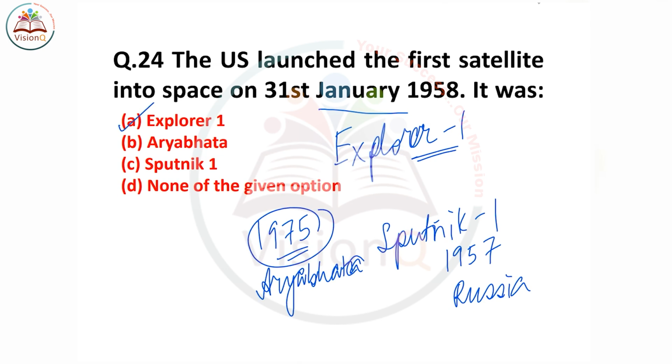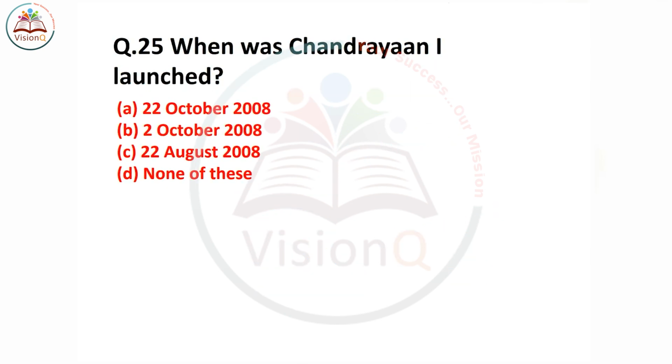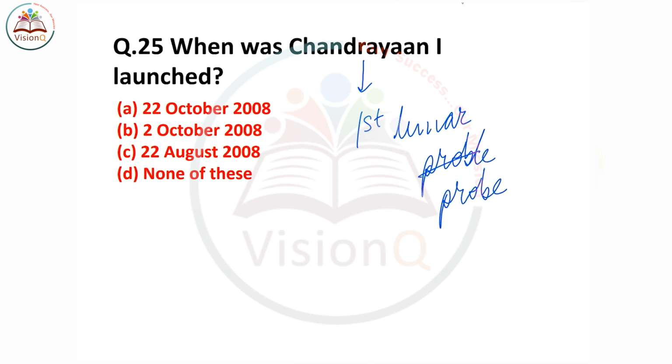So students, let us discuss the last question of today's session, question number 25. When was Chandrayaan I launched? That is the first lunar mission of India, India's first lunar probe under the Chandrayaan program.